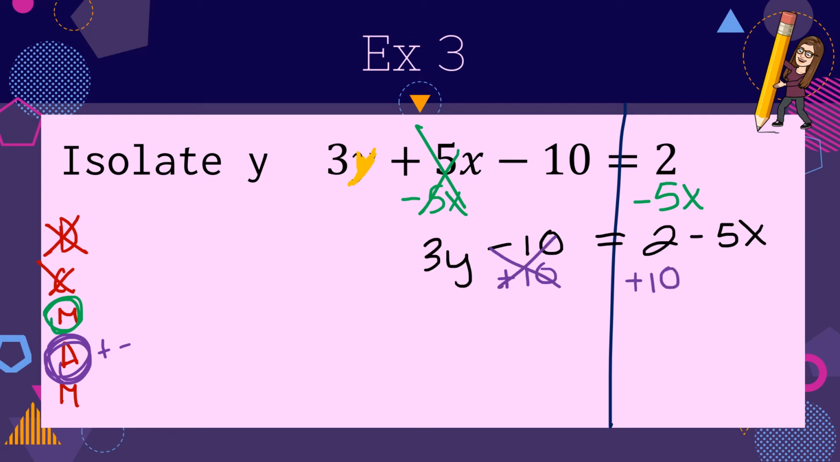So the opposites go away. 3y falls down, and I can actually add something. We get a nice clean 12, right? Anytime you have just numbers, we should be able to do something with that.